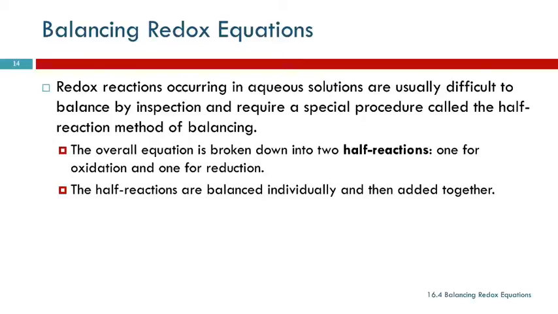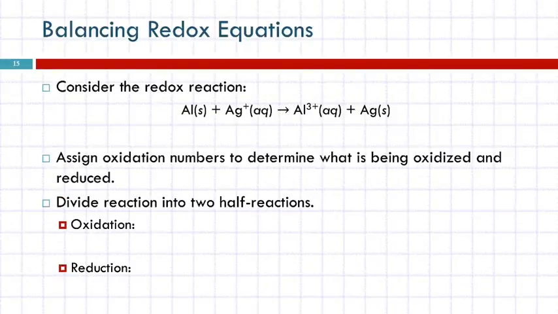What we do is we take the overall equation and break it down into two half reactions, balance each of those separately, and then put them back together. The two half reactions will be one for oxidation and one for reduction. So if we look at this equation, aluminum reacting with silver ion to form aluminum ion and silver metal.